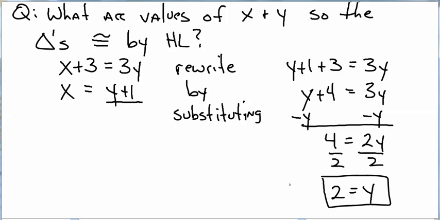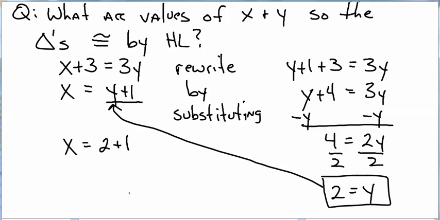If 2 equals y, then x equals 3. Good. Now that you have a value for y, you can substitute it right here. So x is going to be equal to 2 plus 1. So x equals 3. And those are your values for x and y that would make those triangles congruent by hypotenuse leg. Okay?